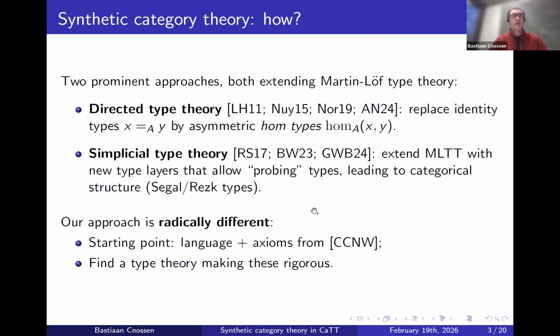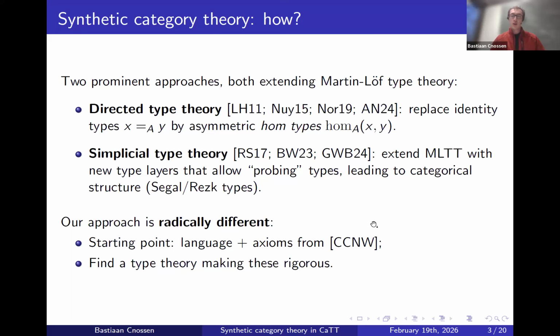For example, the way that people in homotopy type theory work with products. Very often it's defined as a dependent sum. But for me, a product is just, you have X and Y, and mapping into the product just means mapping into the first factor and mapping into the second factor. So yeah, the starting point of our project is quite different.